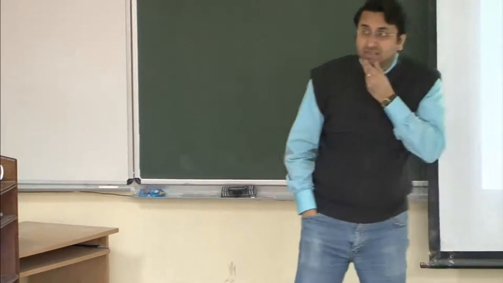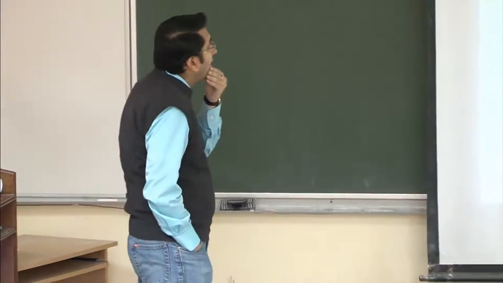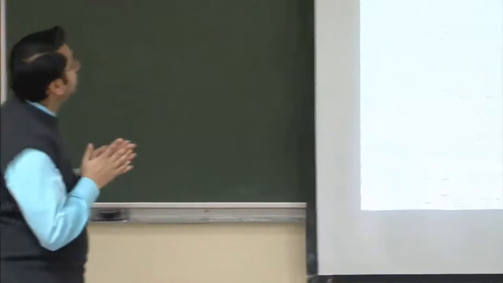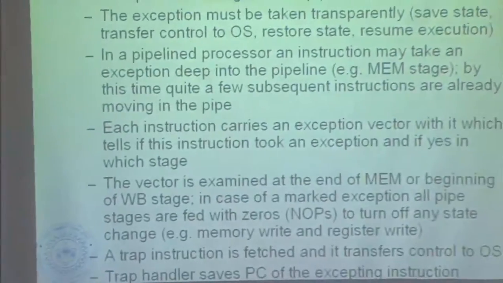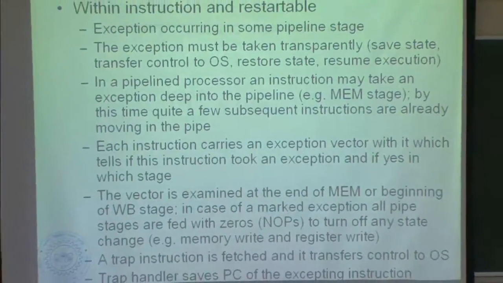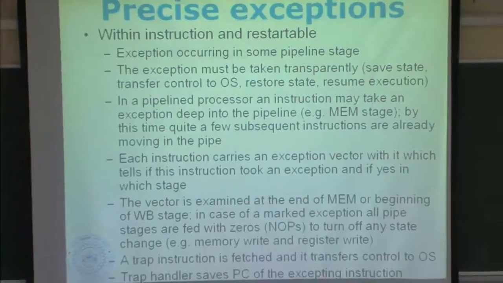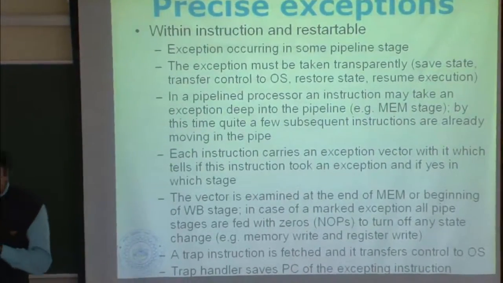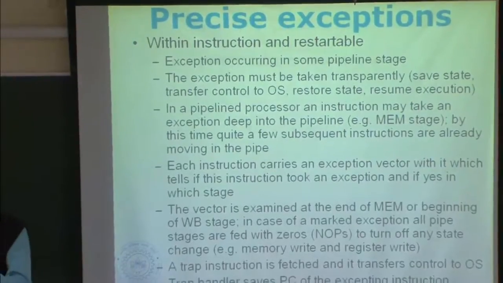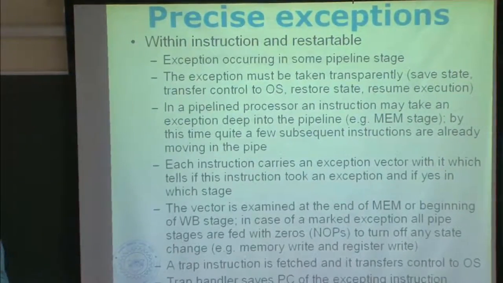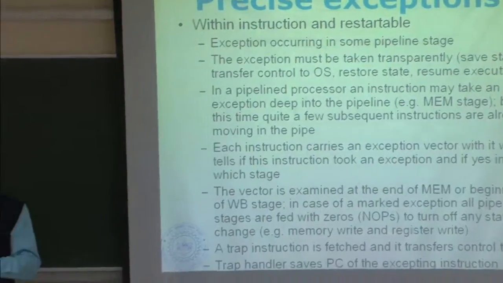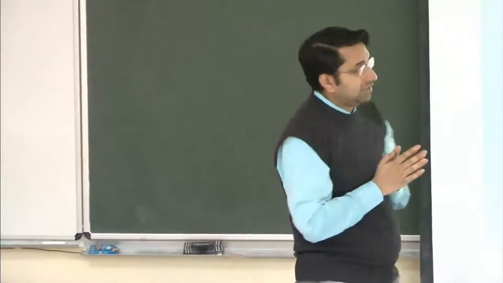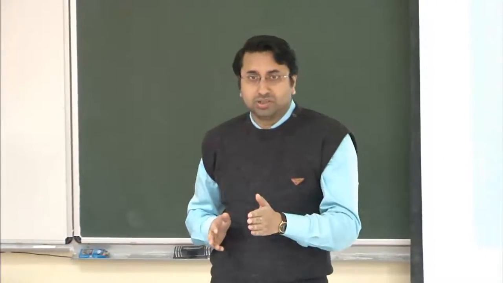We're discussing precise exceptions. So these are exceptions that happen within a certain instruction and are restricted. So that's the definition of a precise exception. And the name comes from the fact that when the exception happens, the system state is such that everything before it has completed and nothing after it has started. So the system state is precise in that sense when the exception gets handled.